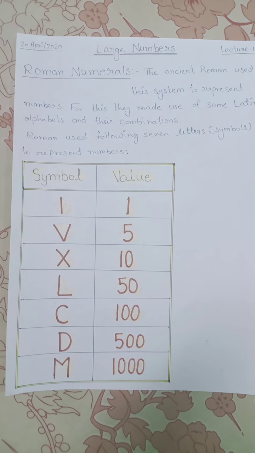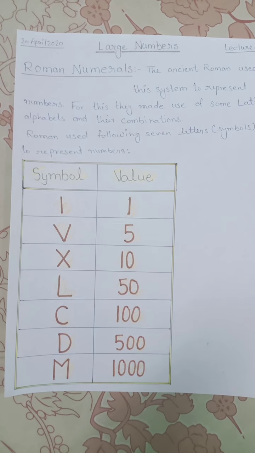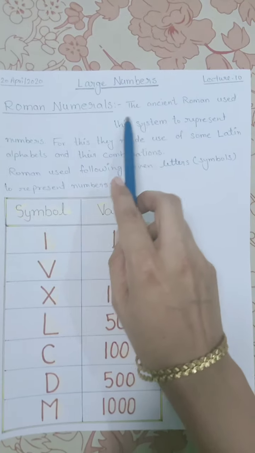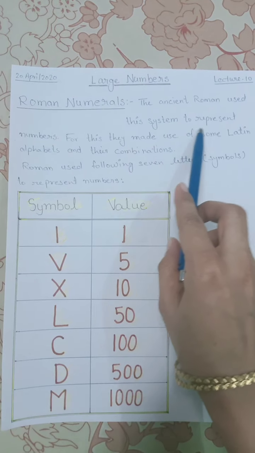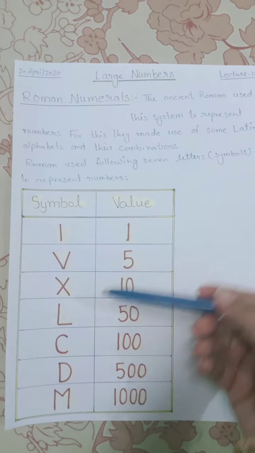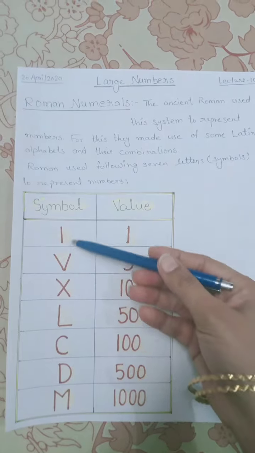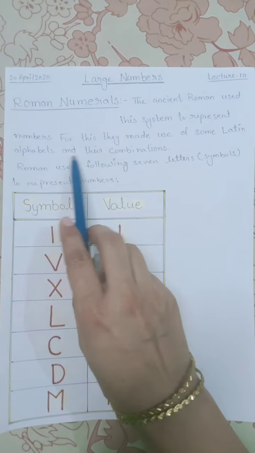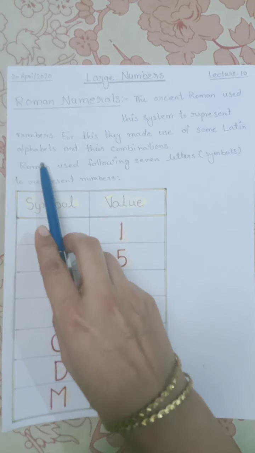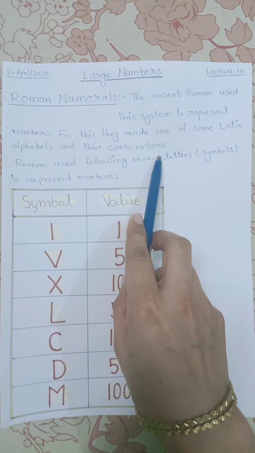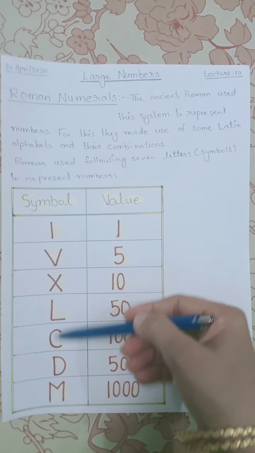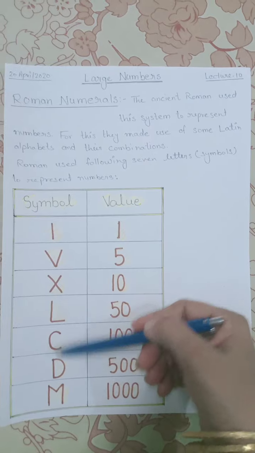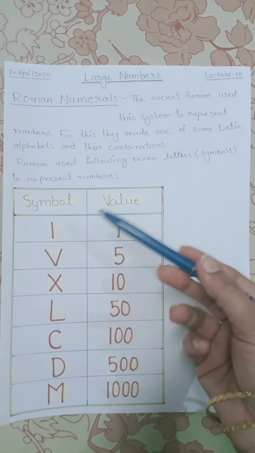The Roman numeral system originated in ancient Rome. The ancient Romans used this system to represent numbers. What are these symbols? These are to represent the following numbers. For this they made use of some Latin alphabets and their combinations. These are the Latin alphabets that were originated by the Romans in Rome.